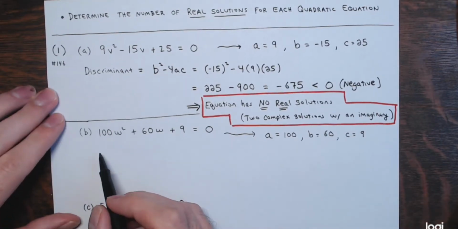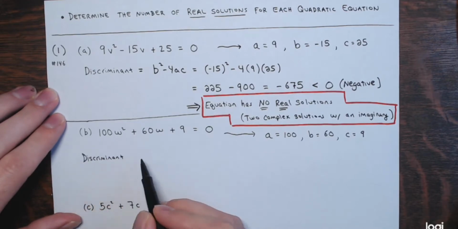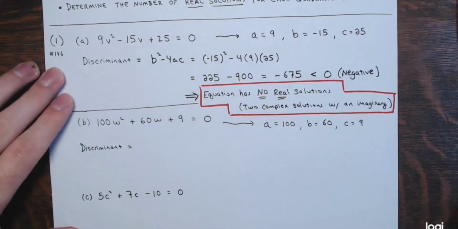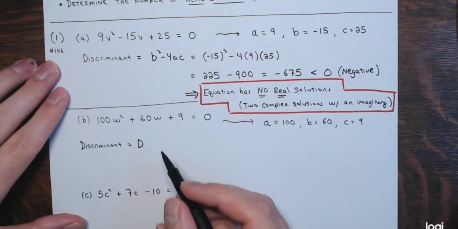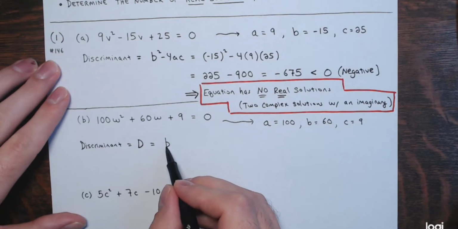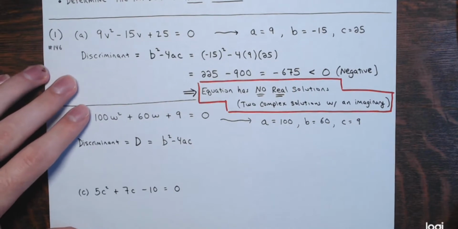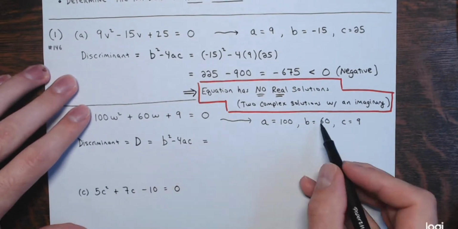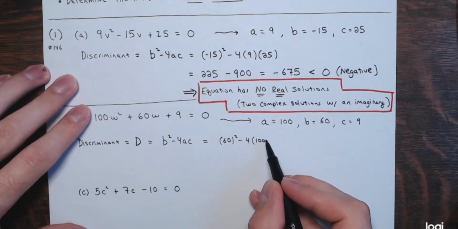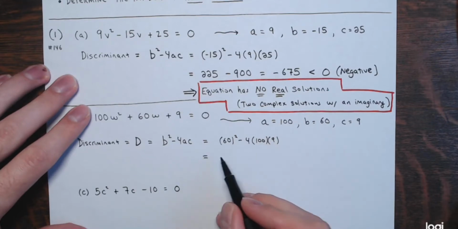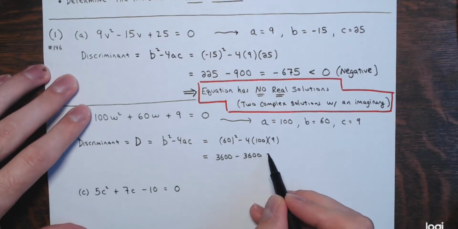And I'm going to do the discriminant. I'll write out the word this time, but I'm just going to call it capital D, for discriminant. And we have D equals b squared minus 4ac, that expression underneath the square root symbol in the quadratic formula. So we have 60 squared minus 4 times 100 times 9. This is 3600 minus 3600. This is equal to 0.